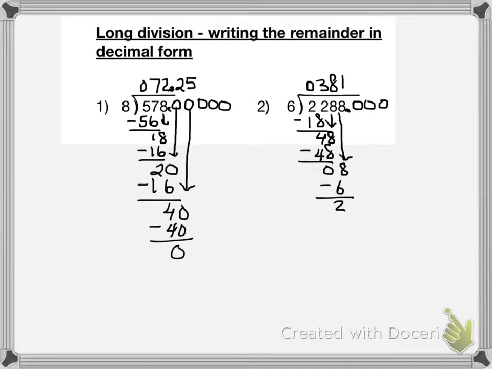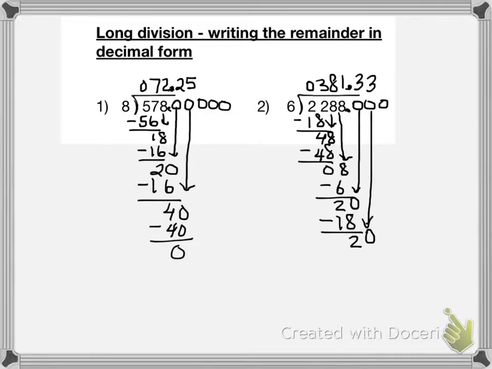We're also going to bring the decimal point up into the quotient. And we're going to bring our 0 down so we can keep dividing. 6 goes into 20 3 times. That's 18. We have a difference of 2. And when I bring this 0 down, the next 0, I end up with 20 again.